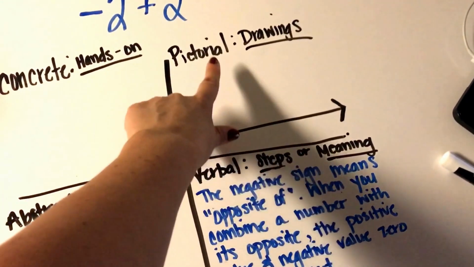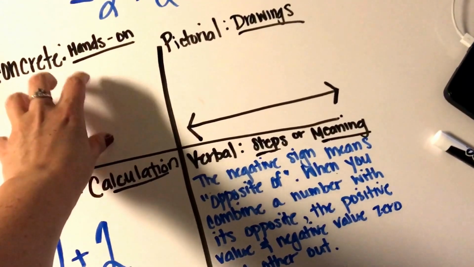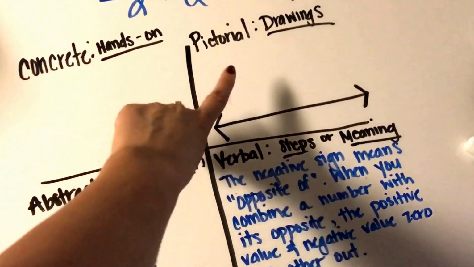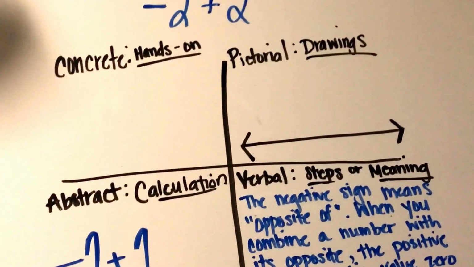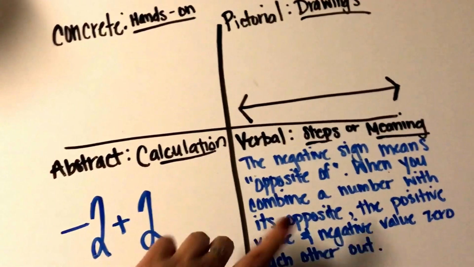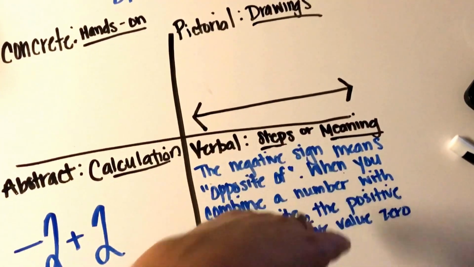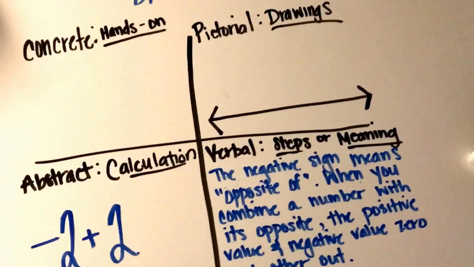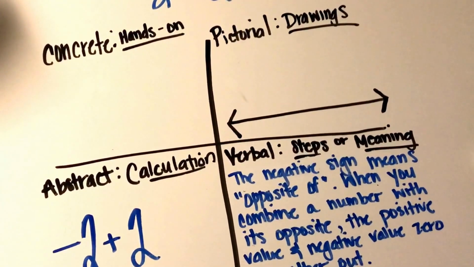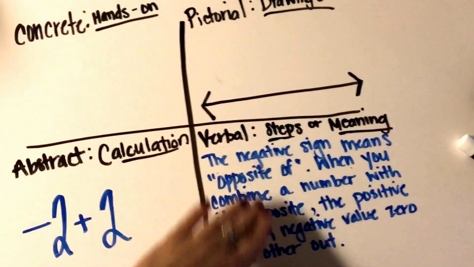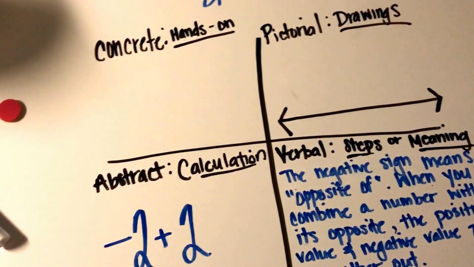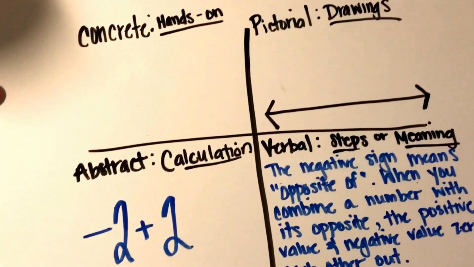is your hands-on. So that's like your counter chips or algebra tiles or whatever materials you choose to use and manipulate on your table. Pictorial, which is drawings. Abstract, which is just your basic calculations. And then verbal representations, which can be steps, meanings, you explaining how to do it in your words. Sometimes I'll have you write it out. Sometimes if you make me a video, you'll just talk like I am, and that would be your verbal representation.